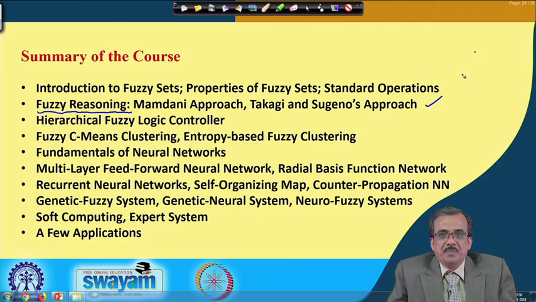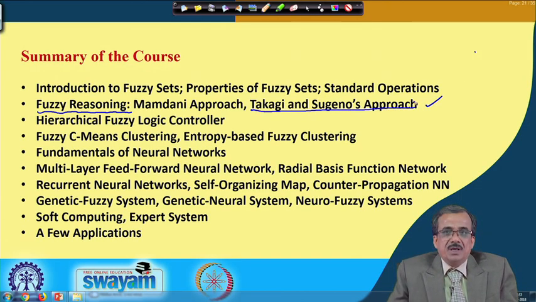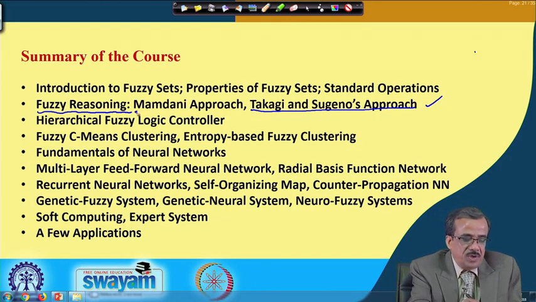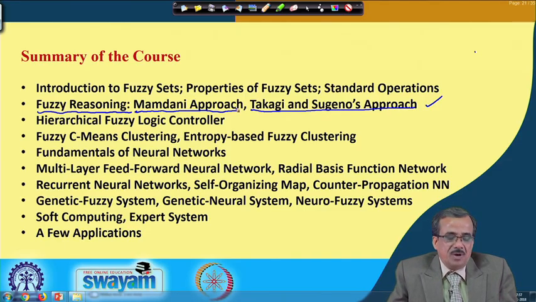One is called the precise fuzzy reasoning tool, another is called the linguistic fuzzy reasoning tool. Now, in the precise fuzzy reasoning tool, we get more accuracy but less interpretability, that is nothing but Takagi and Sugeno's approach. Now, in the linguistic fuzzy model, that is the Mamdani approach, we may not get so much accuracy, but its interpretability or readability is high.